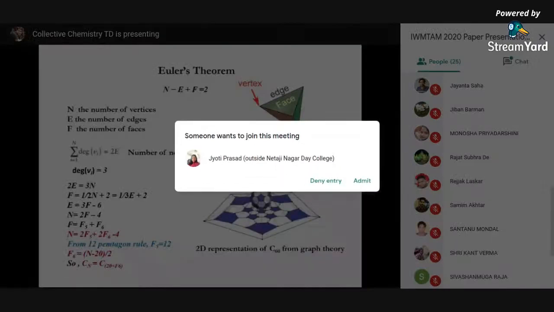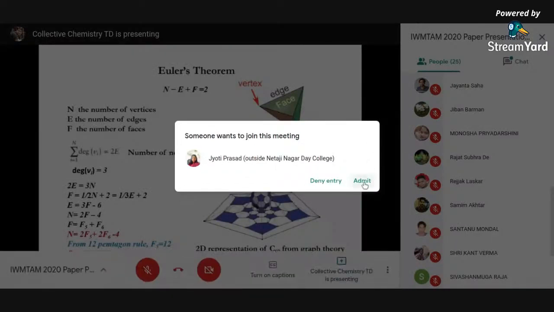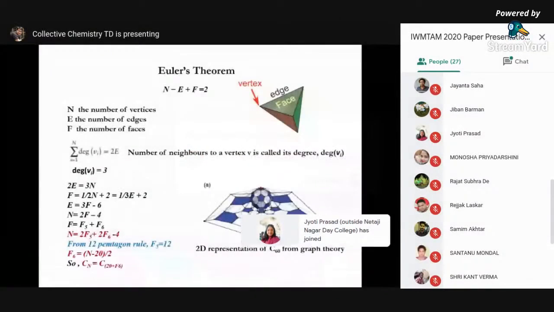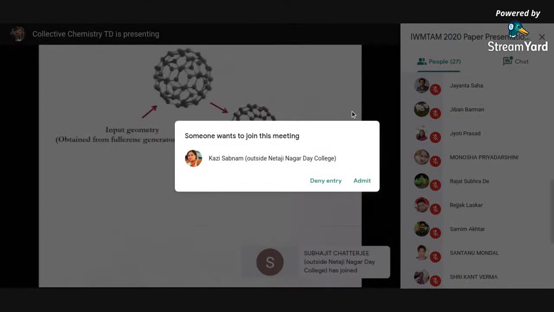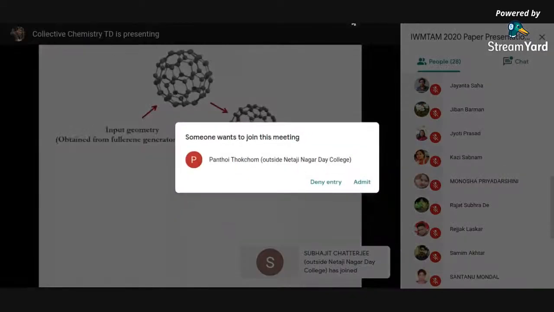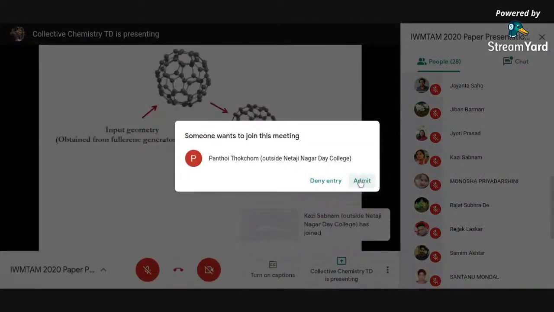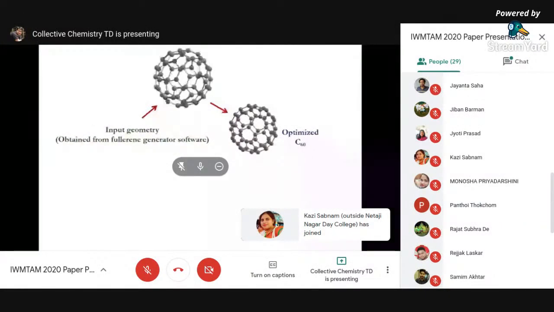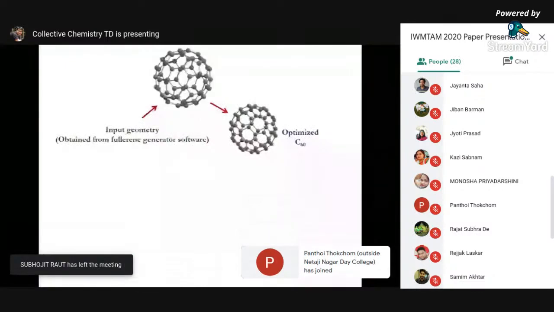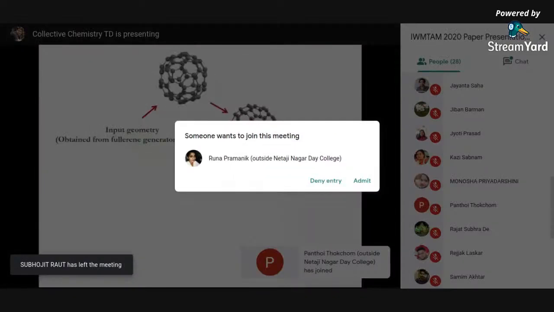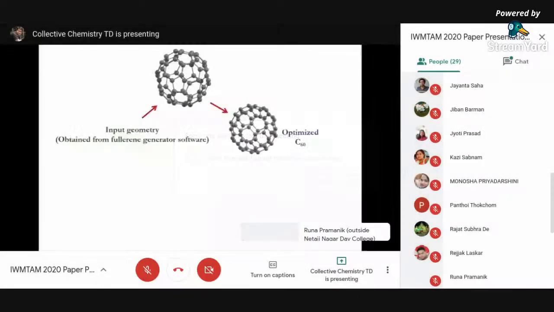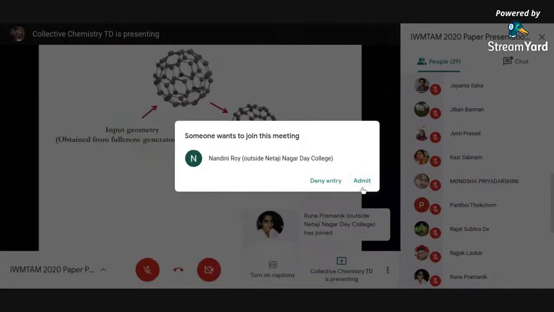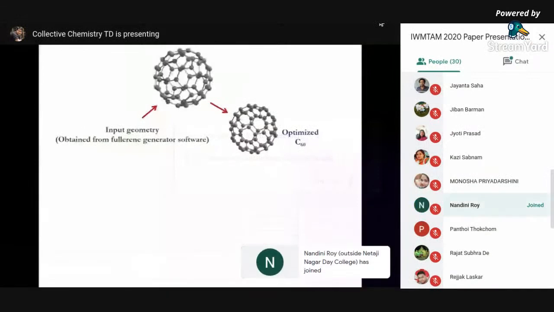And actually, in my next slide, we are discussing fullerene and endohedral fullerene. Now, I am basically a computational chemist, and I work on simulations, and this is how the simulation goes. First, we take the input geometry, which is not optimized. Then we run different types of optimizing software, and these are the corresponding animations of the simulation, and after that we get the optimized geometry.